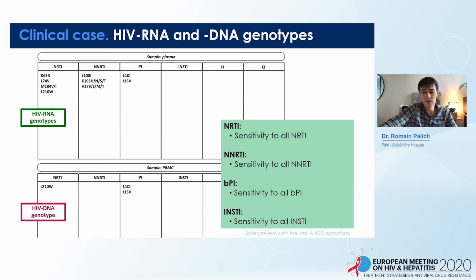This case illustrates what we said just before. And the question is, should we trust past RNA genotypes or current DNA genotype? This question is very important for patients like this patient who absolutely need a change of regimen despite numerous virological failures in the past.